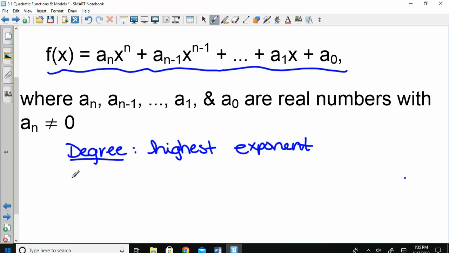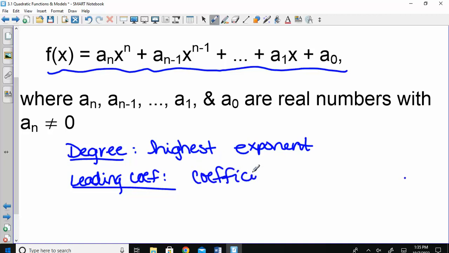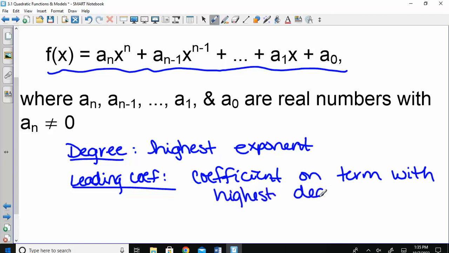The second thing that we need to look at is the leading coefficient. Again, it doesn't have to be the first thing I see. It's the coefficient. Do you guys all know what a coefficient is? It's the number in front of your x on the term with the highest degree. So if it's not written where my powers of x are increasing, we just find the highest power of x, and the coefficient of that term is the leading coefficient.